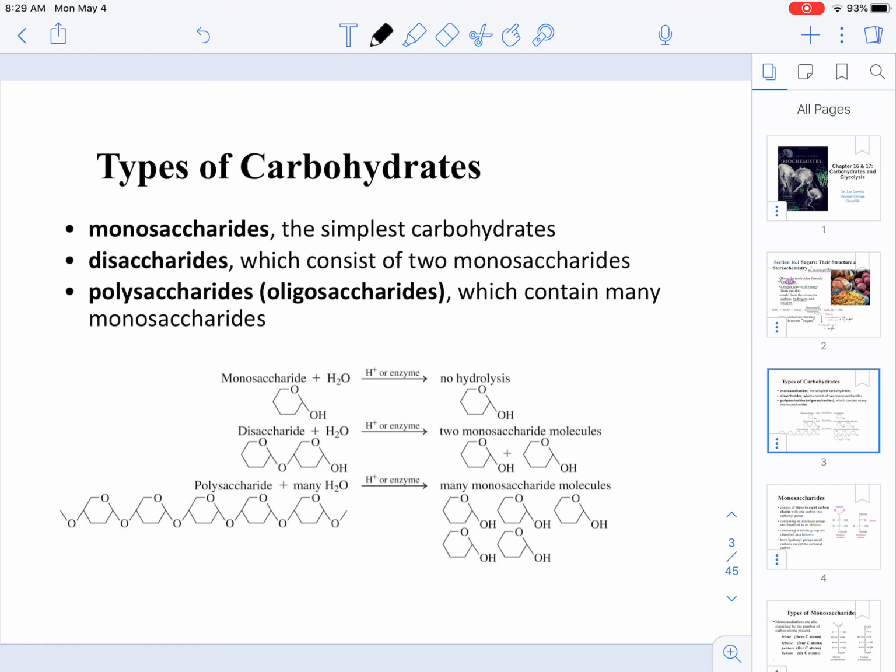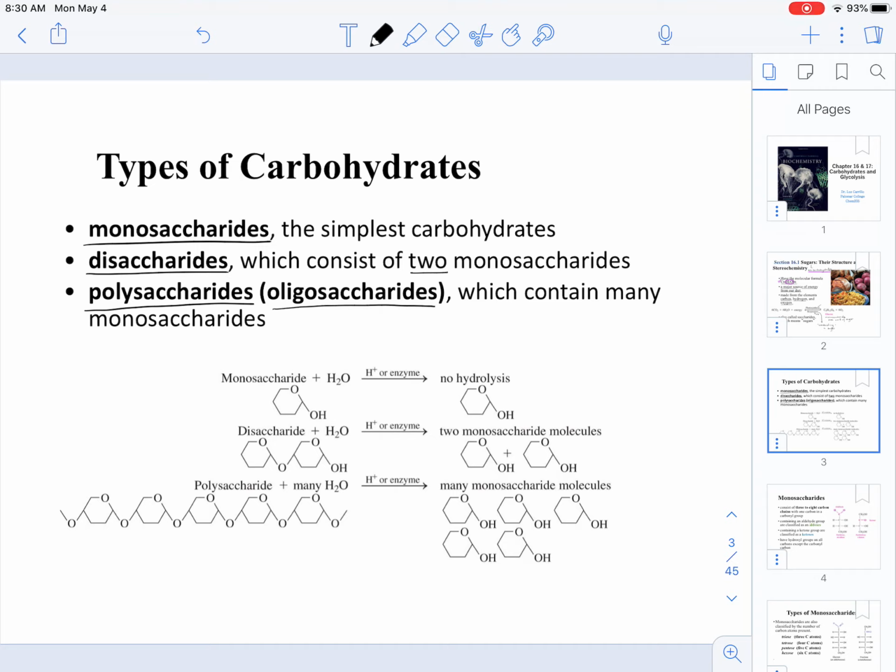There are different types of carbohydrates, and the three that we're going to be exploring throughout the presentation are monosaccharides, which is the simplest carbohydrate, and it is one unit of sugar. We also have disaccharides, which consist of two monosaccharides coming together. And we also have polysaccharides, in other words, oligosaccharides. And oligosaccharides are going to have many, many units of monosaccharides.